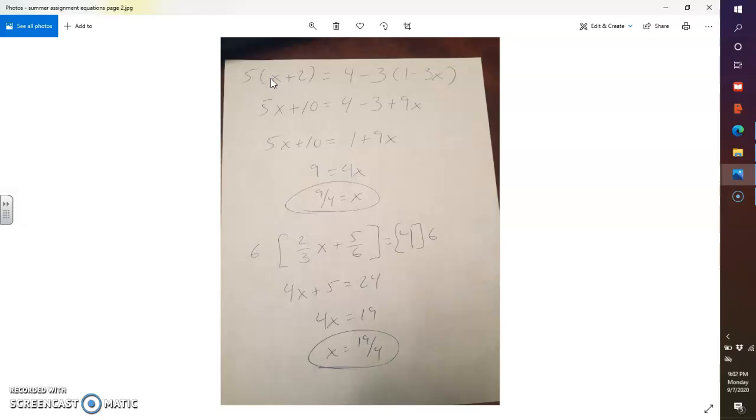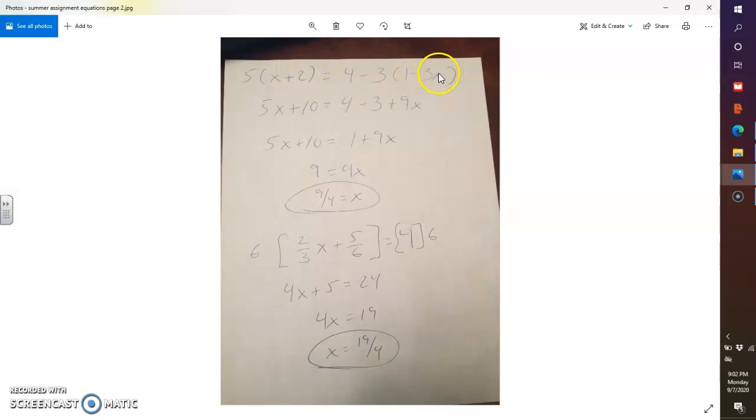9/4 plus 2 is really 17/4 if you're going to do 9 over 4 plus 8 over 4. So you end up with 17/4 times 5. 17/4 times 5 is 5 times 17, which is 85 over 4.